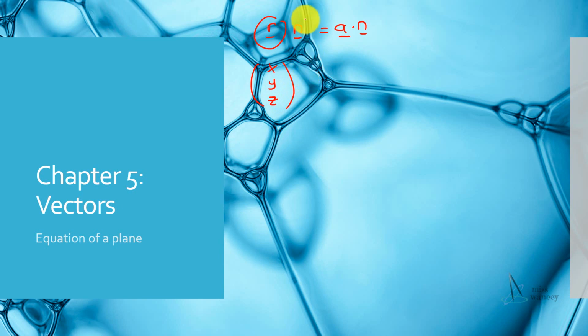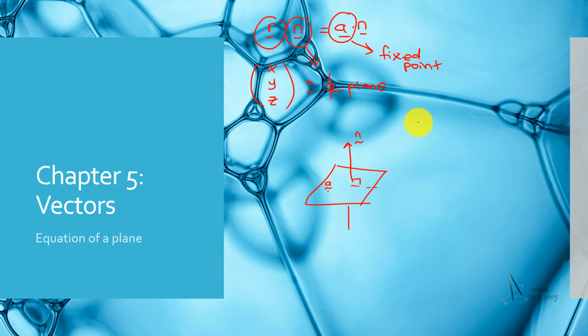n is a vector such that it should be perpendicular to the plane. And then what is a? a is the fixed point on our plane. And then n again, this is a vector such that it should be perpendicular to our plane. So if this is our plane, then this is going to be our normal. And then we have one fixed point over there called A.